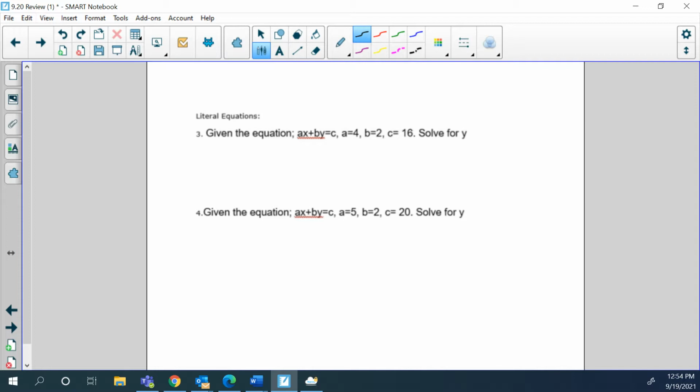So that's going to give me 4x. B is 2, so that's going to give me 2y. And C equals 16. Now, we're solving for y. Okay, so this is my target right here. But I can't get to 2y first until I cancel this 4x. This 4x now is a positive 4x, so therefore I'm going to subtract 4x there. On the right, I must do the same thing.